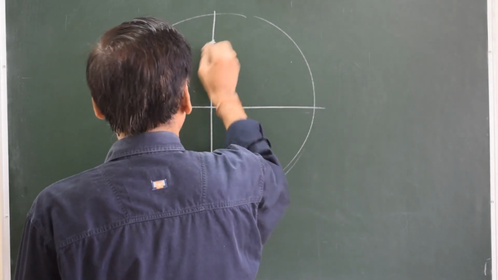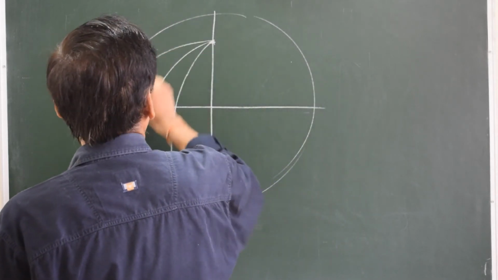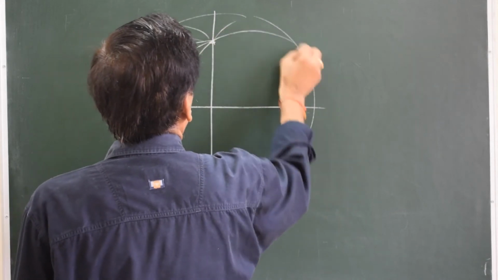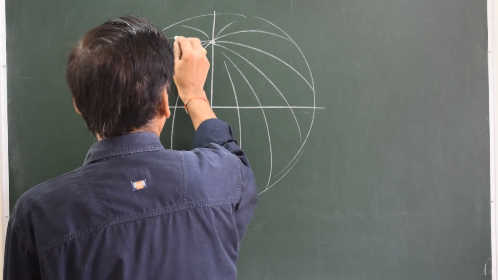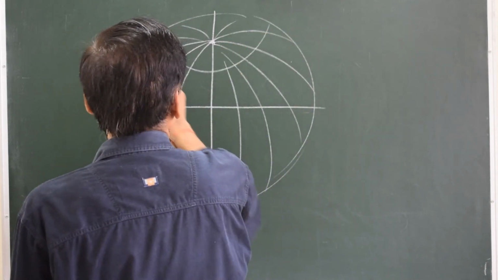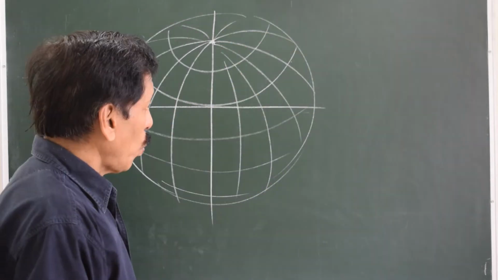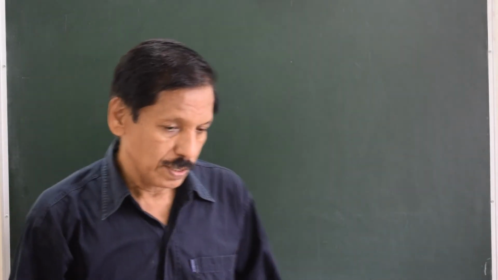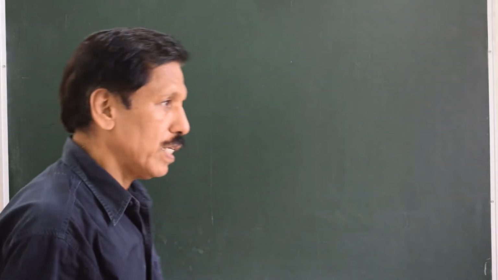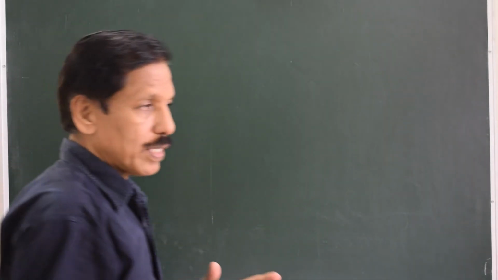Pole appearing here, the meridians this way. Parallels of latitude maintaining the angle of 90 degrees with the meridian will make the projection orthomorphic. So that was oblique stereographic projection. There is one more projection which is very interesting, that is the orthographic type.